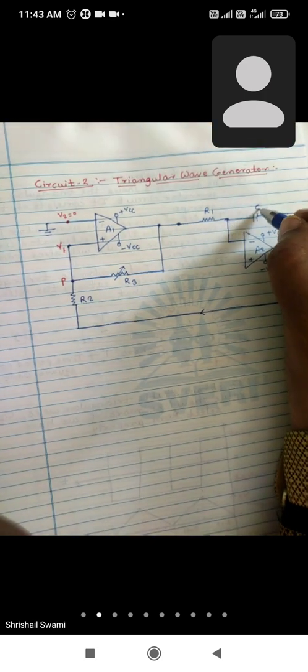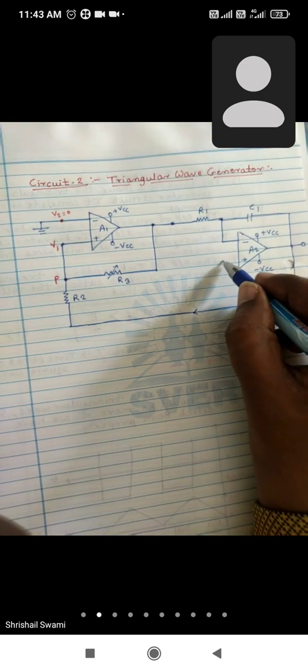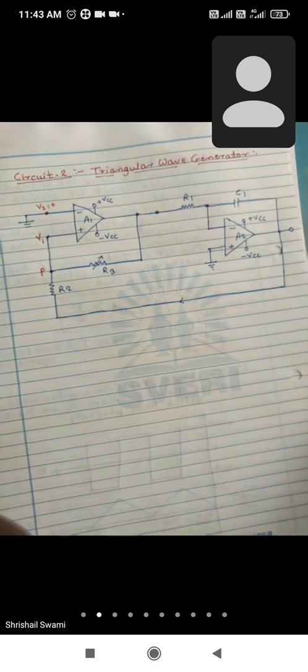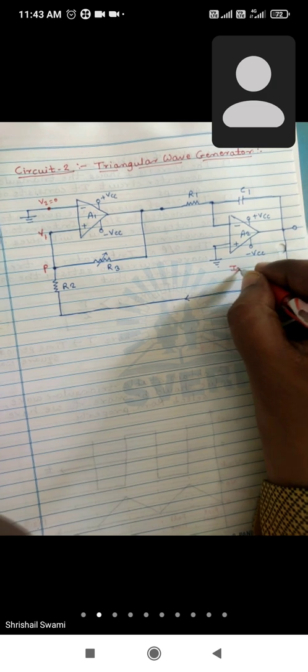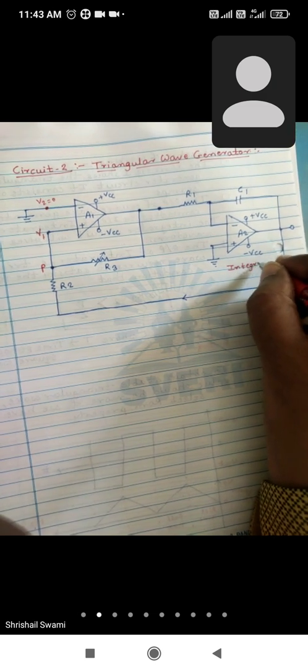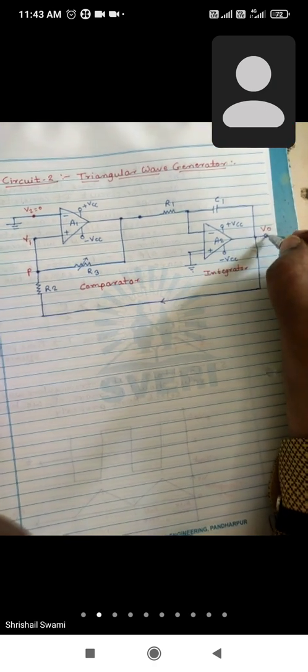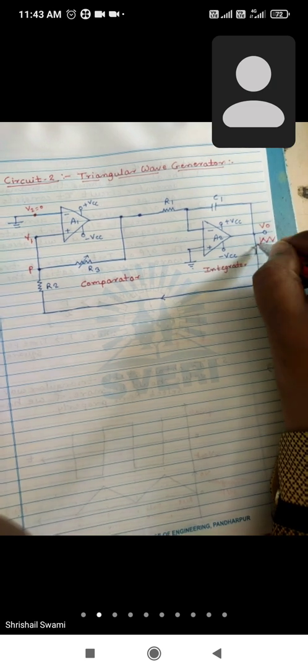So this is the capacitor C1. Now here the non-inverting terminal is grounded. So this is the part of the integrator. This is the part called the comparator. Now the output we are getting here will be the triangular waveform, and the output here is the square wave.